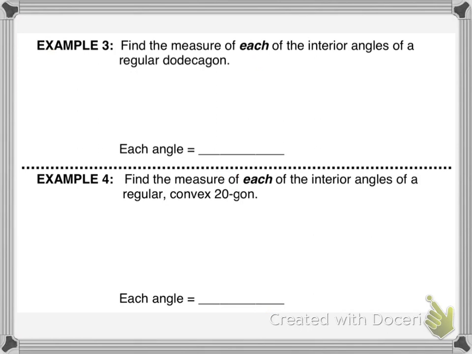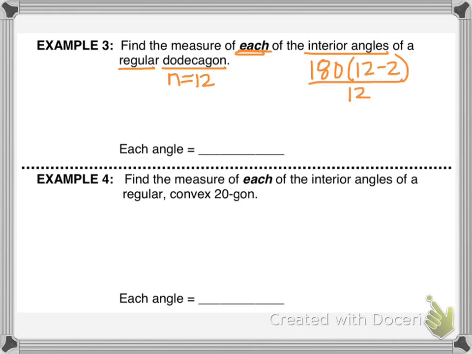So here are a couple examples. Example 3, find the measure of each of the interior angles of a regular dodecagon. Dodeca, do is 2, deca is 10, so this means n equals 12. Okay, so if I want to find just one of those angles, we're going to use that formula, 180 times n minus 2 over n. Our n is 12. 12 minus 2 over 12.